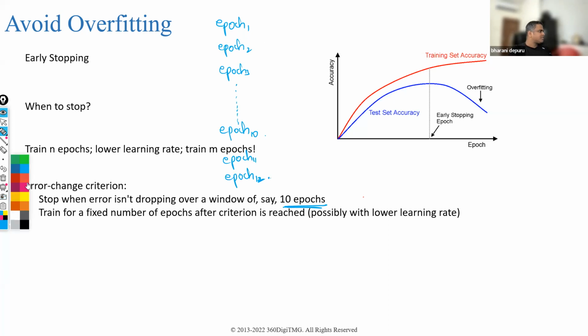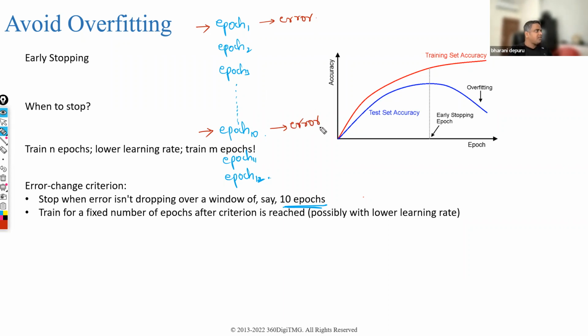Then what happens is, you look at your error value at say epoch 1, and you also look at your error value at epoch 10. So at epoch 1, look at what is the error that you have. At epoch 10, look at what is the error that you have.